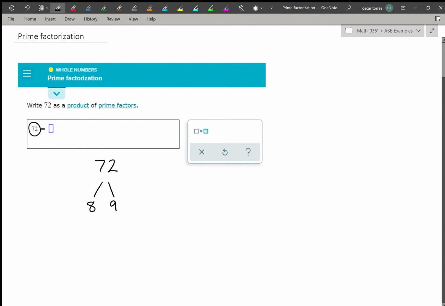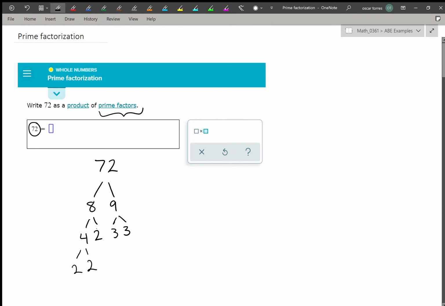The problem with having 8 and 9 is that we don't have prime numbers, and prime numbers are what the problem wants us to have. So we've got to break these numbers up too, if it's possible. What times what gives you 8? Well, 4 times 2 gives you 8. What times what gives you 9? Well, 3 times 3 would give you 9. If we look at the values we have now, we'll notice that 4 is not a prime number. We can still split 4 up into 2 times 2.